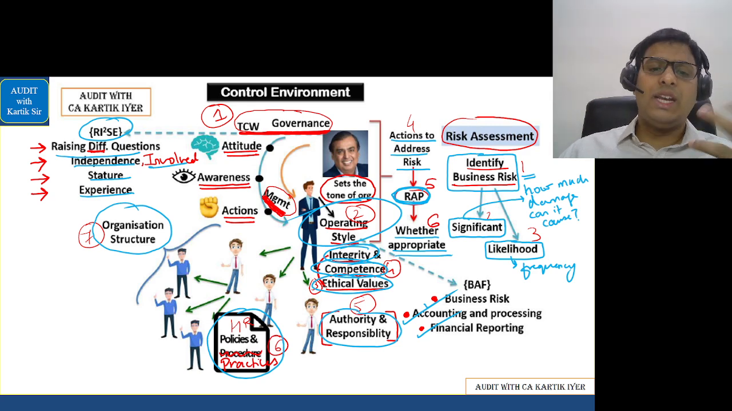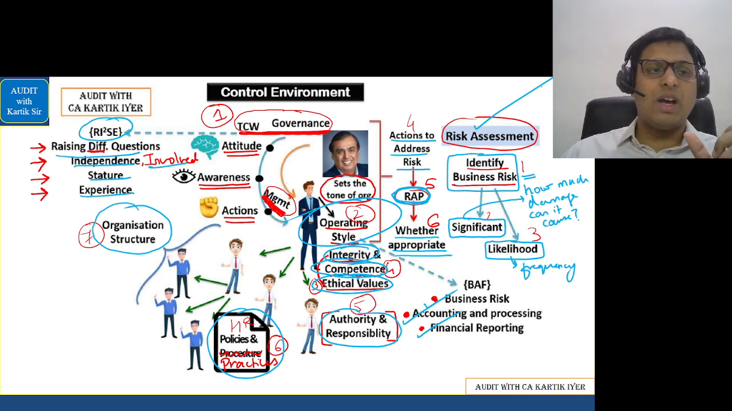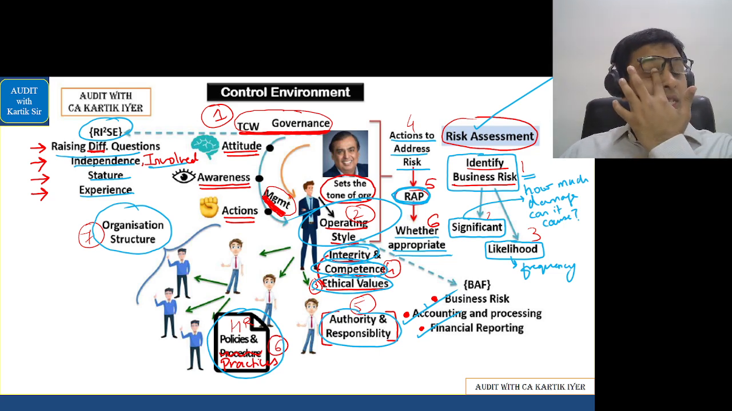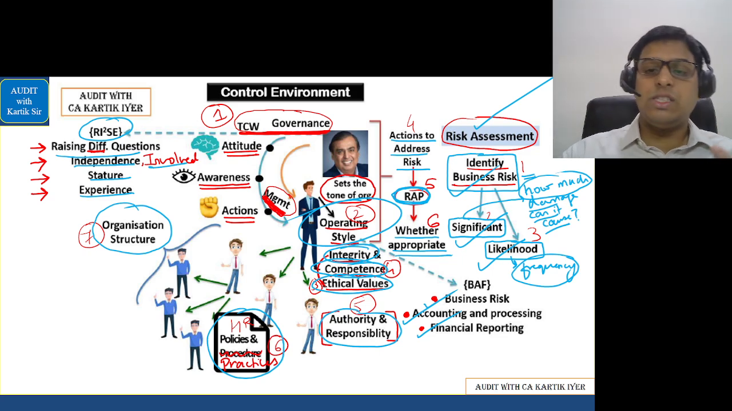Next area, in order to assess the risk in relation to the control environment, what should the top management do for risk assessment? For this, they have said here, they have to first identify the business risk. We have to look at the significance and the likelihood. Significance, I've given you here, is how much damage it can cause, and the likelihood is the frequency, how often it occurs. Then after that, we'll take actions to address the risk. We'll also do the risk assessment process and procedure. And finally, we'll apply the risk assessment procedure and see whether it is appropriate or not.